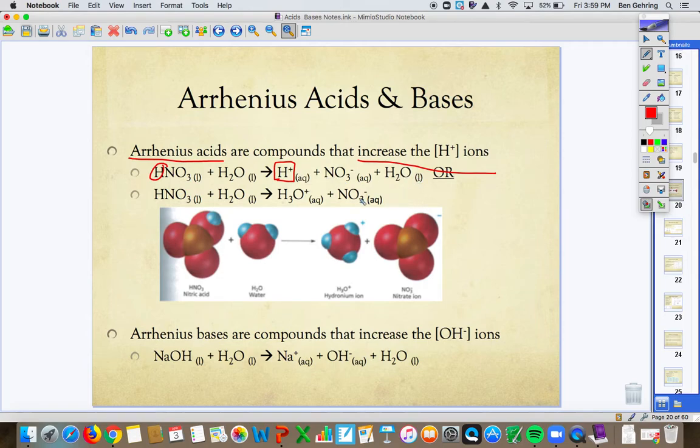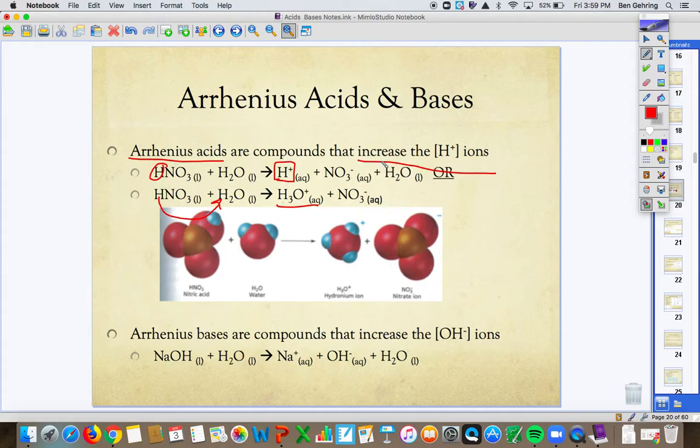Or if you think back to when we first did this, we had two waters that ionized. The ionization of water formed hydronium. So in this case, nitric acid is going to take this hydrogen and add it over to here, and you're going to get hydronium plus nitrate.